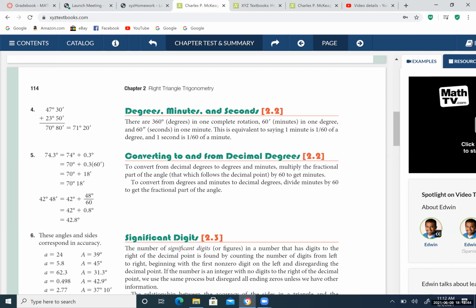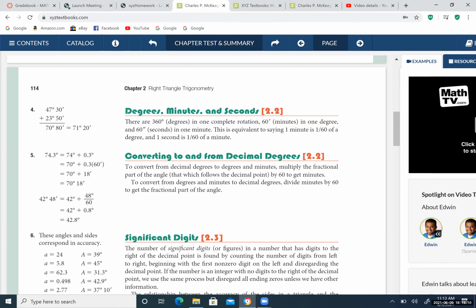So this is equivalent to saying 1 minute is 1 divided by 60. So you should copy that down so that you can do the math of a degree, okay, of 1 degree. And 1 second is 1 divided by 60 of 1 minute. Okay, so write that down so that you can remember. So the example is on the left side.